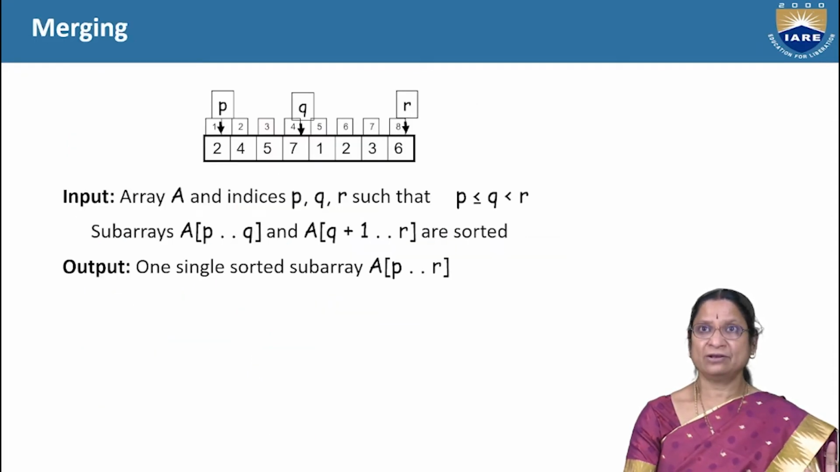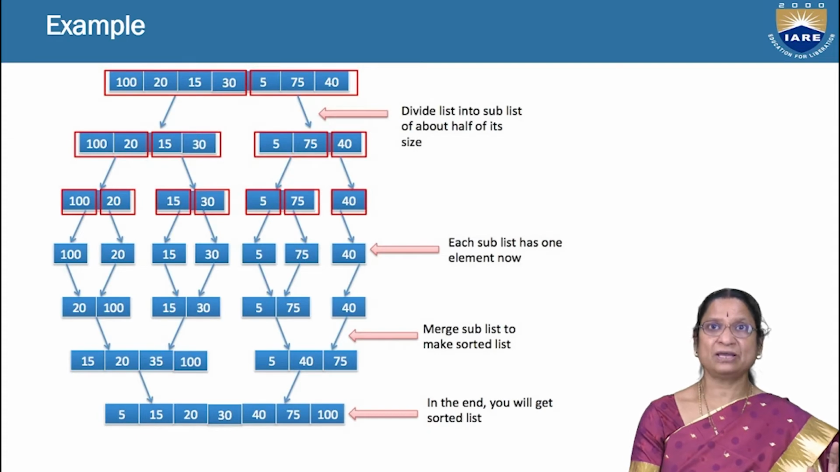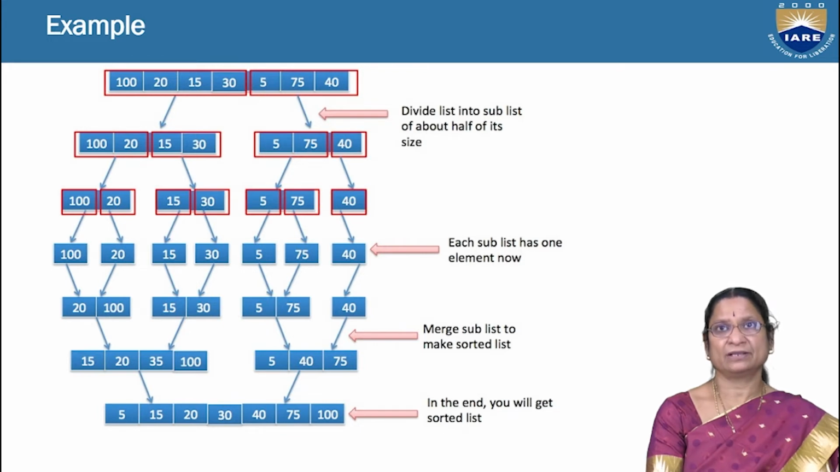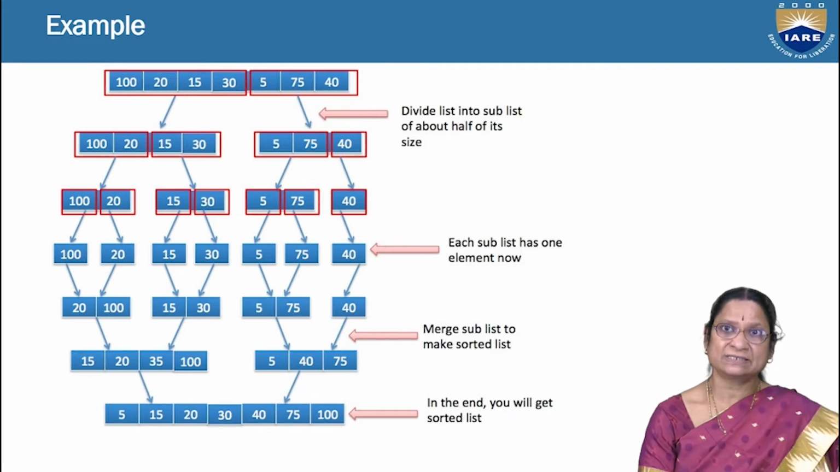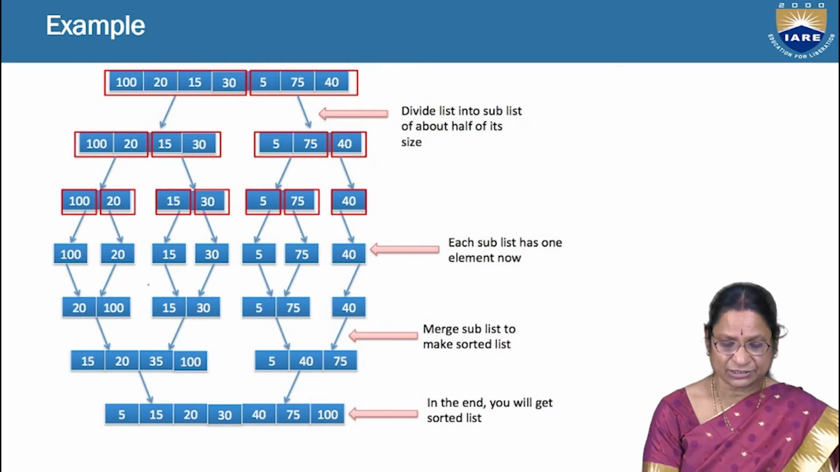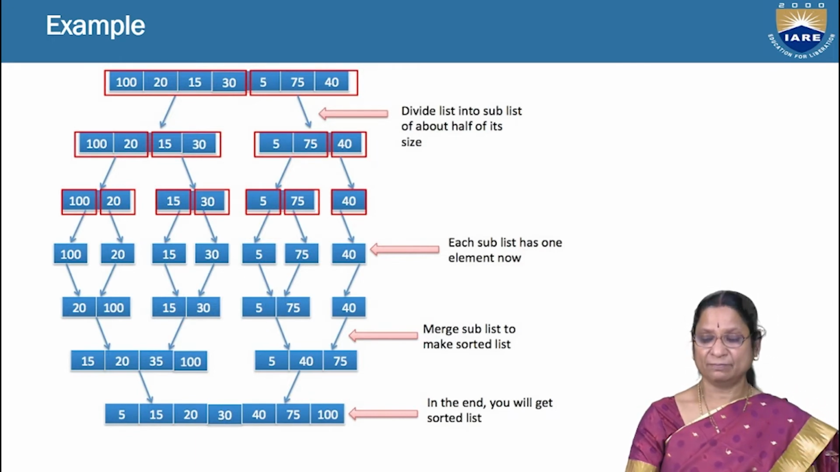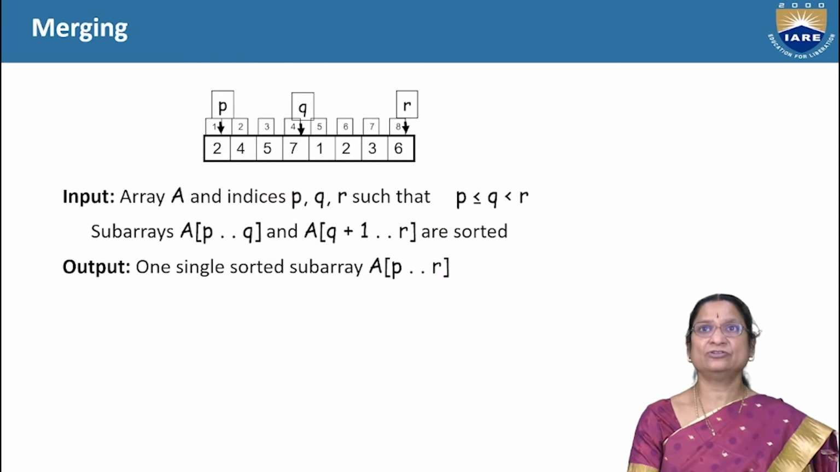Now the main logic you understand for the division process. Mid value, from low to mid, mid plus 1 to high. Like that, this division is carried out till we get each element considered as a subsequence. But how merge works, we will see through some example.